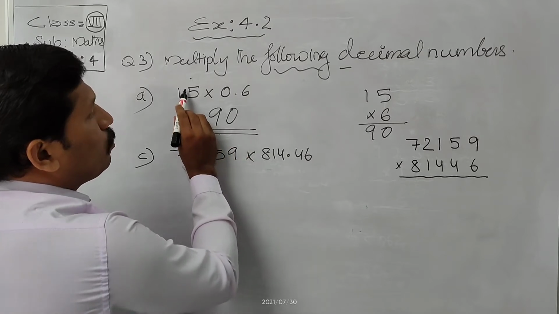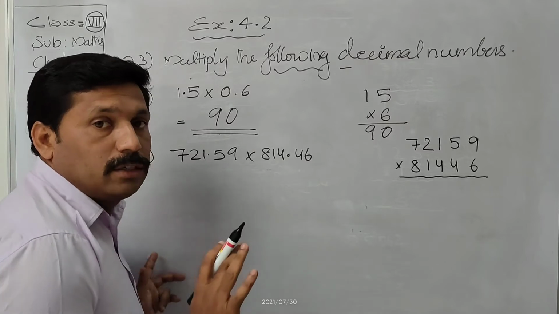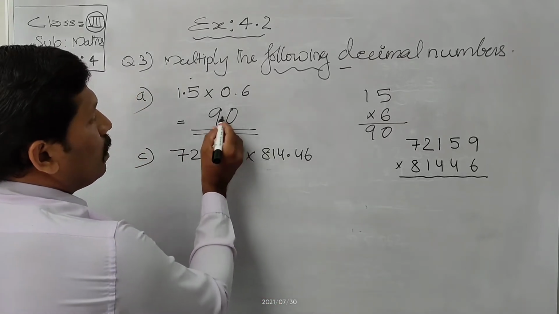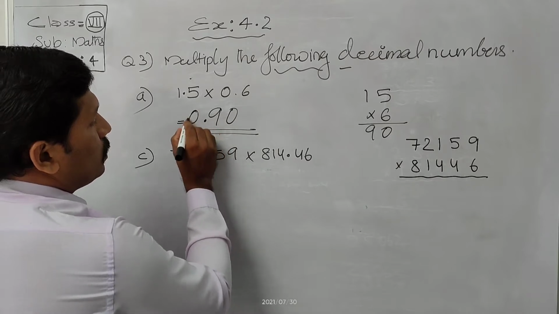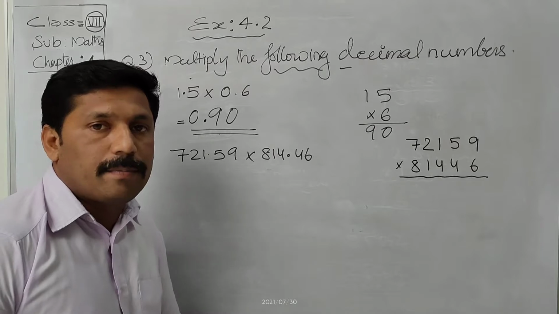Here in the multiplicand 1 decimal place and in the multiplier 1 decimal place. Total 1 plus 1, 2 decimal places should be needed in the product. So here we place the decimal here and then 0 here: 0.90. So after the decimal there are 2 decimal places in the product also.